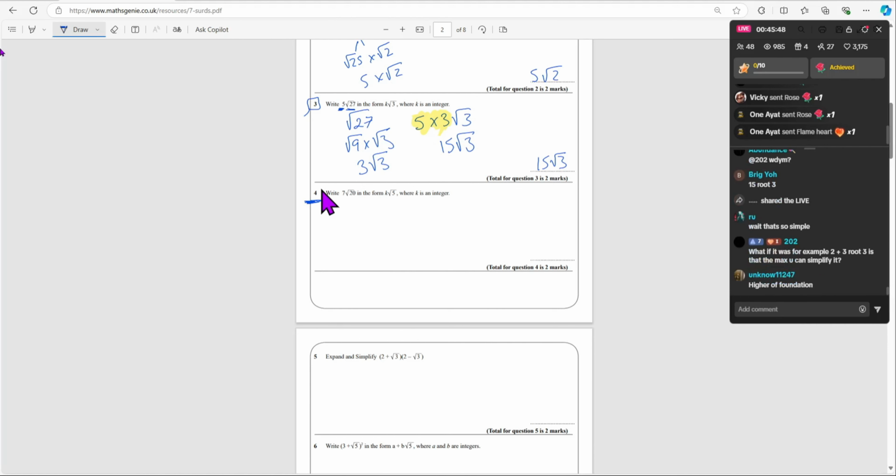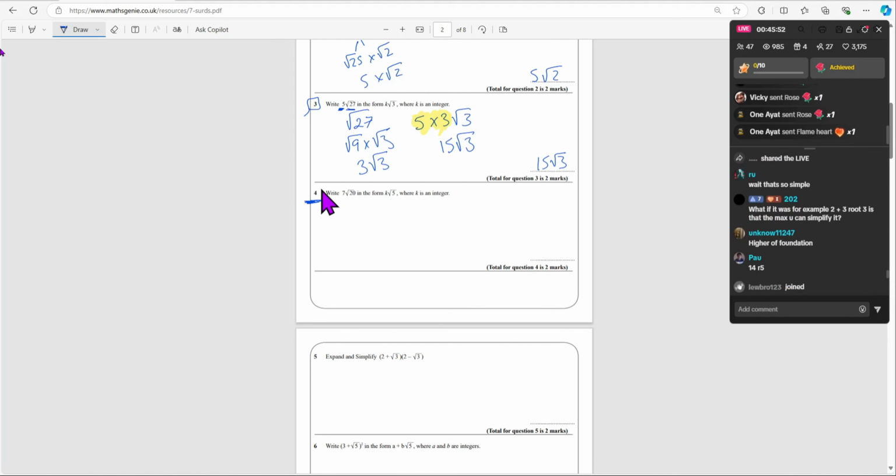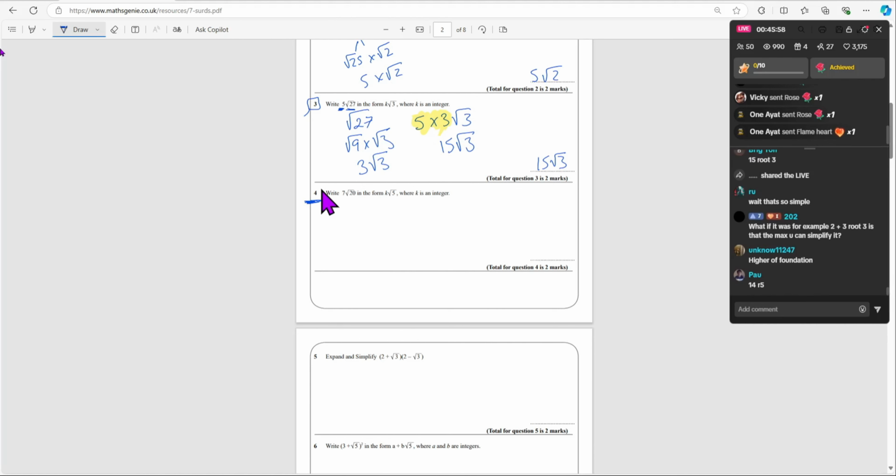What if it was, for example, 2 plus 3 root 3? When you're adding, you can't simplify it. Only multiplication you can simplify, okay?